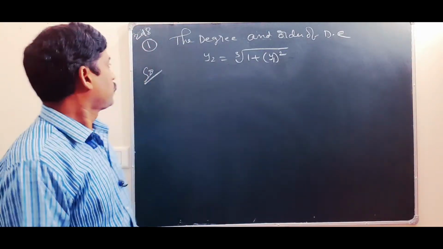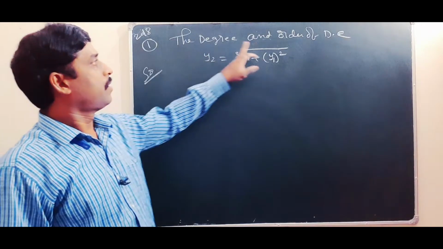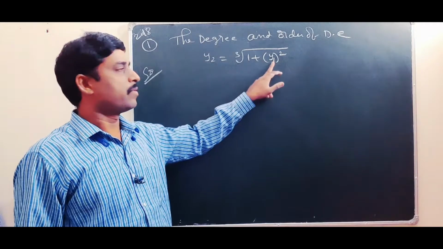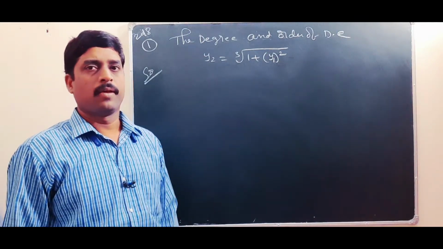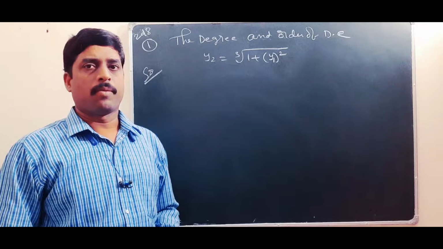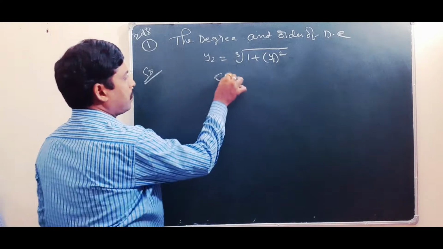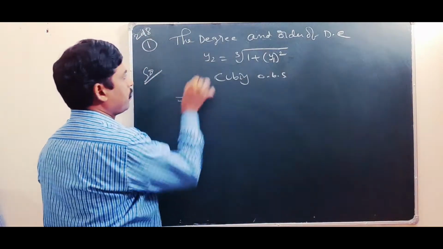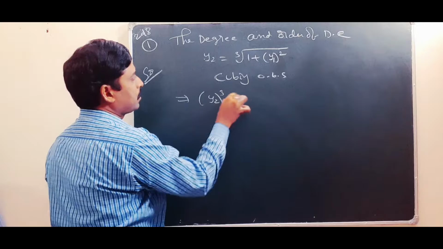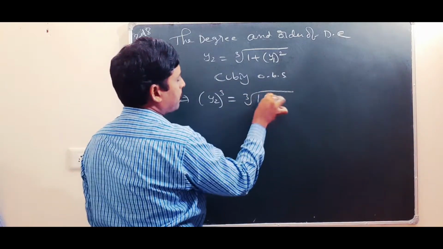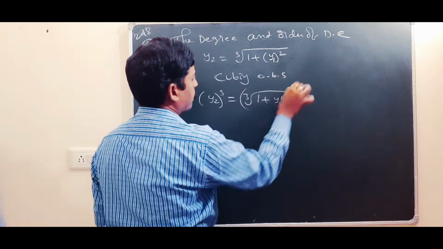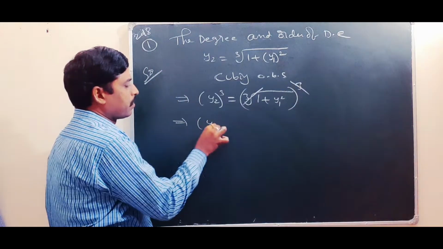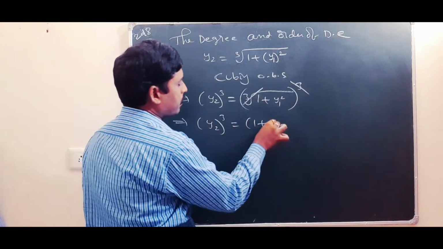Okay, look at the next question. This is from 2018. The degree and order of the differential equation y2 equal to cube root of 1 plus y1 whole square. First, convert this into a polynomial equation. So cubing on both sides, y2 whole cube is equal to cube root of 1 plus y1 square, whole cube. The cube root gets cancelled.